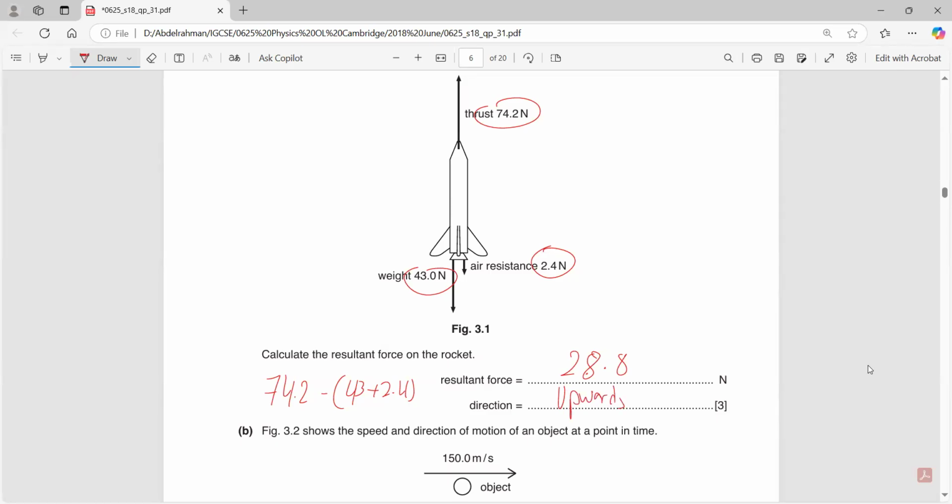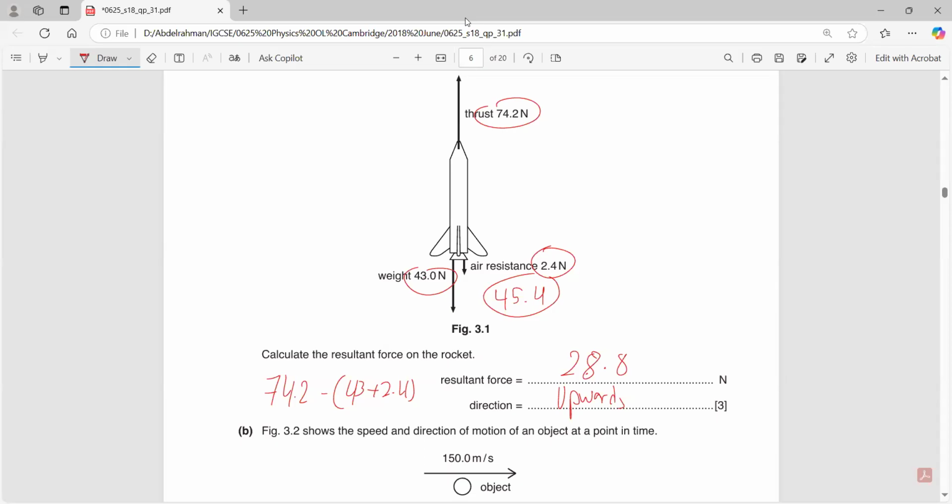Resultant force is basically we need to see which of these forces is stronger. Which of these forces is greater? The greater force would be the upward force. That's why we do 74.2 minus 43 and 2.4, which gives 28.8, and the direction would be upwards towards the greater force. 74.2 is definitely greater than 43 plus 2.4, which is 45.4. Total downward forces are 45.4, upward forces 74.2.